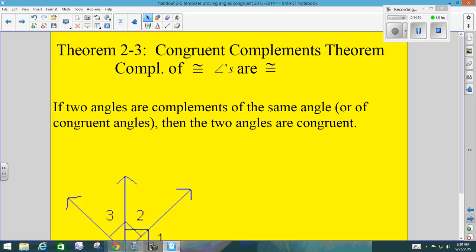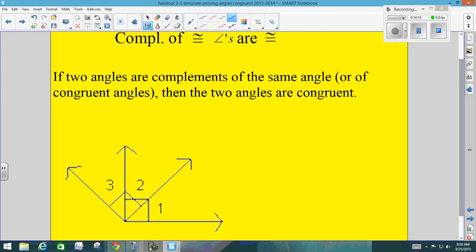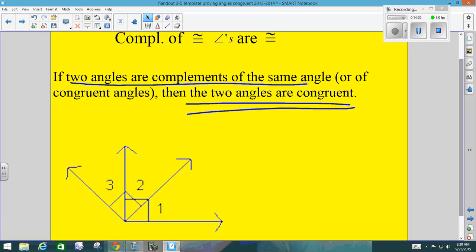You have a congruent complements theorem. If you have 2 angles that are complements of the same angle, then those 2 angles are congruent. What does it mean for angles to be complementary? Add up to 90. Good. In our picture here, we have this right angle. Which 2 angles make up that one? 1 and 2. So we know 1 and 2 are complementary.